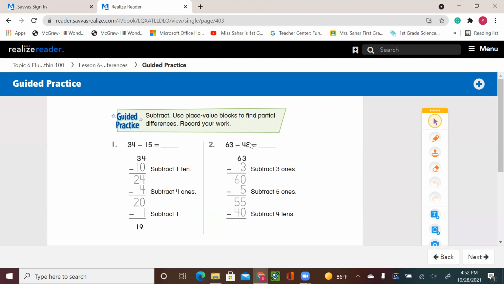How many ones did I have to subtract? I had 8. I subtracted only 3. 3 plus 5 equals 8. That means I have to subtract 5 more. So now 60 take away 5 equals 55. So now I've subtracted all the ones. How many tens do I have in my second addend? I have 4 tens. 4 tens means 40. So now 55 minus 40 equals, very good, 15.